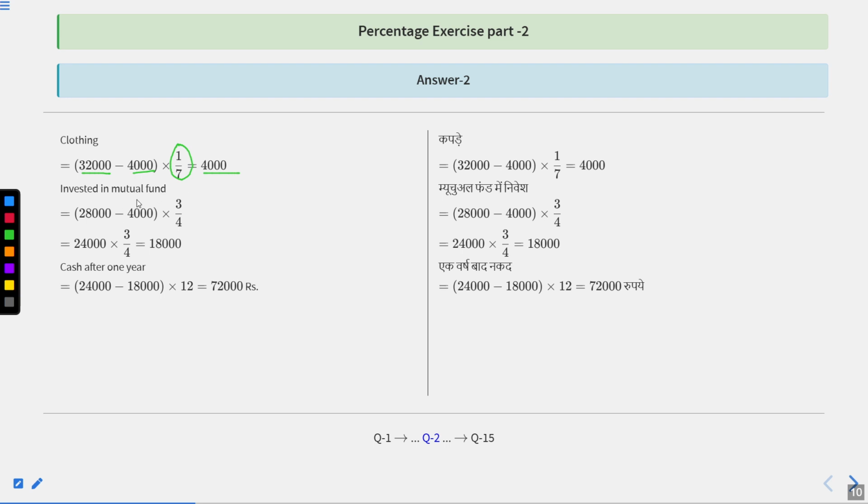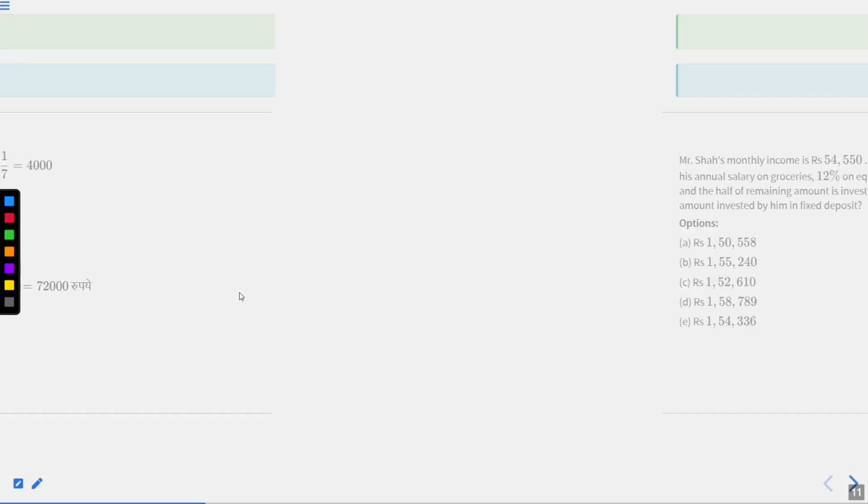Now we move to mutual fund money. So 28,000 is the rest amount, and you subtract the clothing amount 4,000 and multiply by 3 by 4, which is 75%. So you get 18,000 rupees. Now the question is cash after 1 year. 24,000 minus 18,000 is the 1 month saving, and the question is asked for a year. So we multiply by 12 months. So you get 72,000 rupees. This is the answer. Okay.